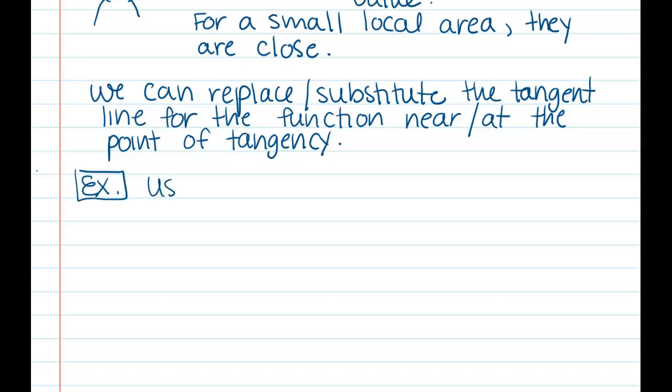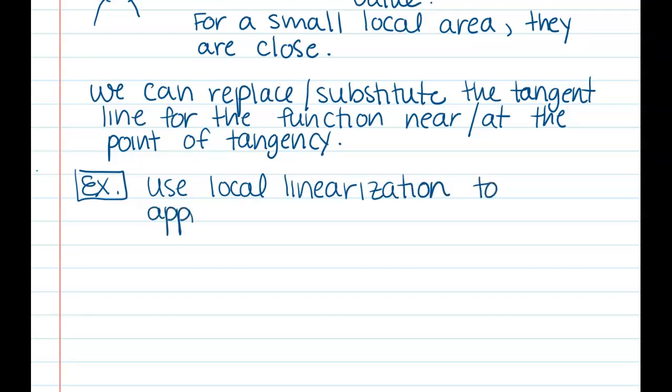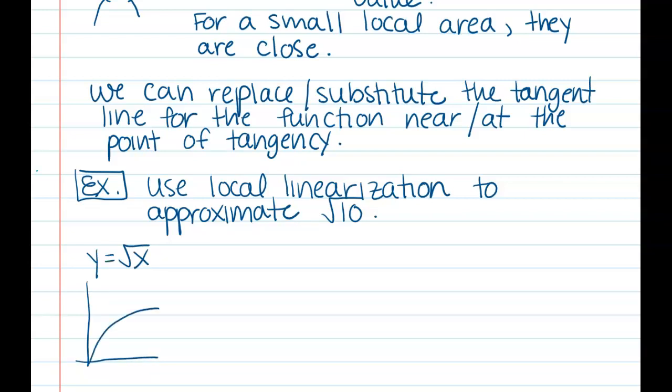For example, we can use local linearization. It's a nice, multi-syllabled, seemingly made-up word, to approximate square root of 10. So this is the function. We're taking the square root of something, so the function is y equals square root of x. That looks like this. We're going to find the slope of a tangent line and find the equation of it, and then estimate right around it.